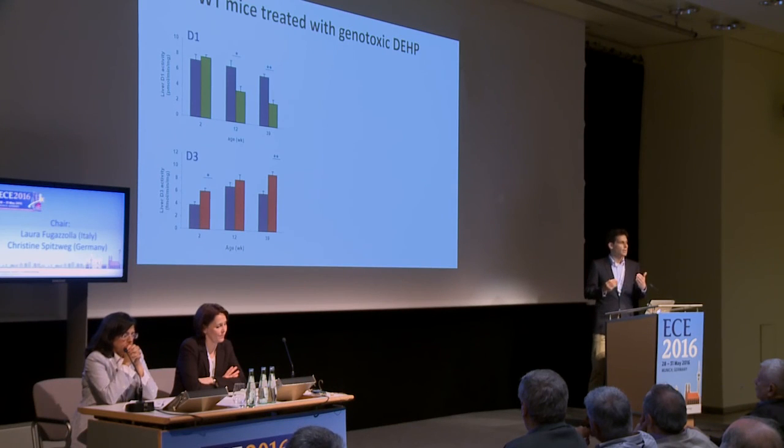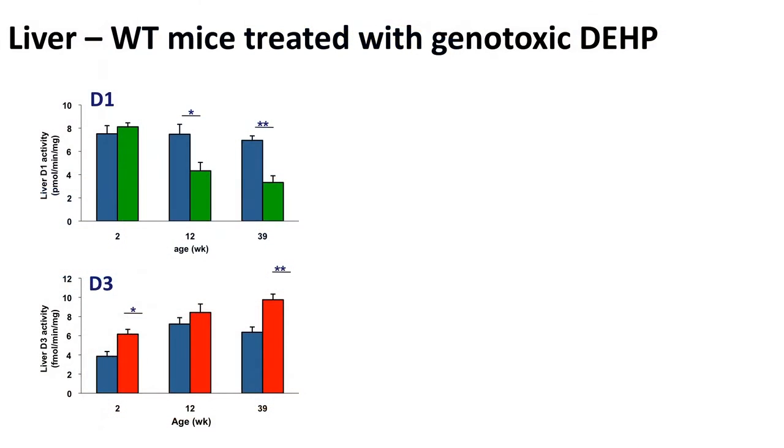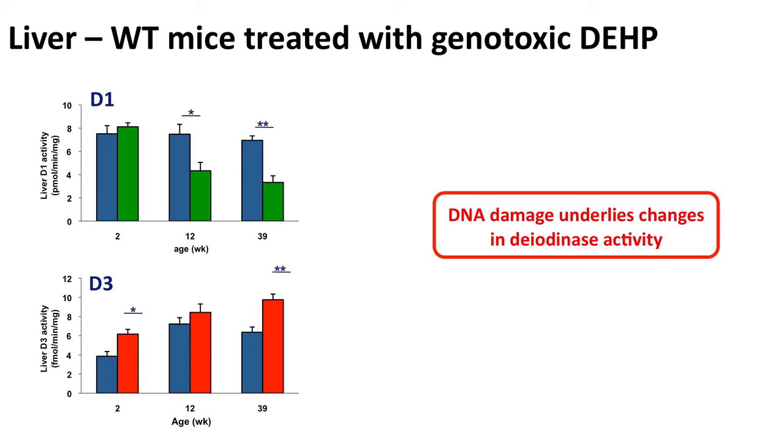Because we noted in the liver that the type 1 deiodinase was decreased and the type 3 deiodinase was increased, both in normal aging mice as well as in DNA repair deficient mice, it was very likely that DNA damage was the underlying cause. To test this hypothesis, we treated wild-type animals with a pro-oxidant, DEHP, which at very low concentrations puts the genome under a certain stress. And here you do see basically the same picture, so a low D1 and an increased D3. So this supports that both in normal as well as in accelerated aging, it's DNA damage that underlies these changes in the deiodinases in peripheral tissues.